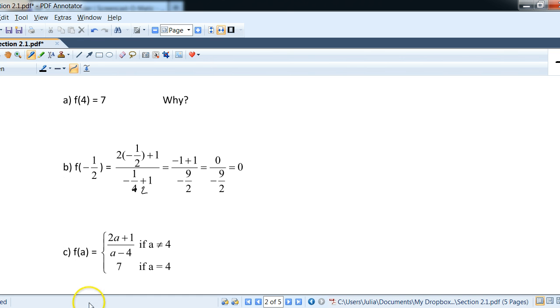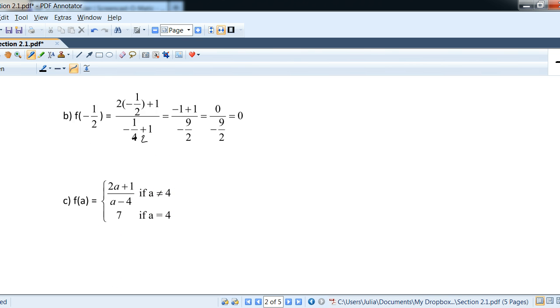With a, because a is a variable, we actually have no way of knowing if it's 4 or not, so we do have to follow the same setup as the original function. So it would be 2a plus 1 over a minus 4 if a does not equal 4, and 7 if a does equal 4.